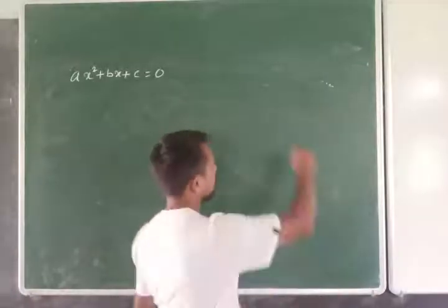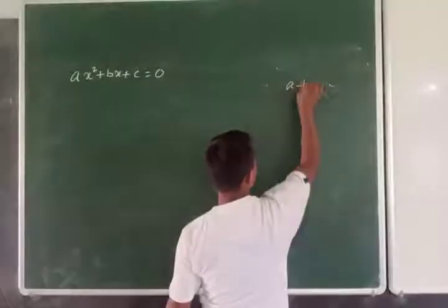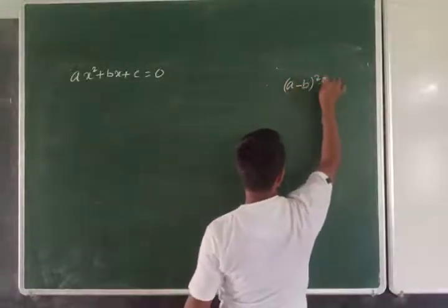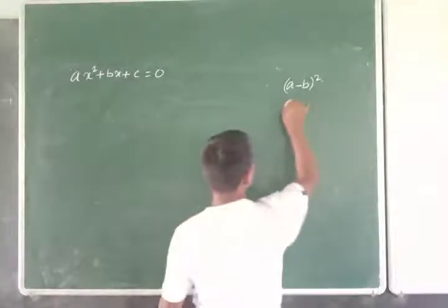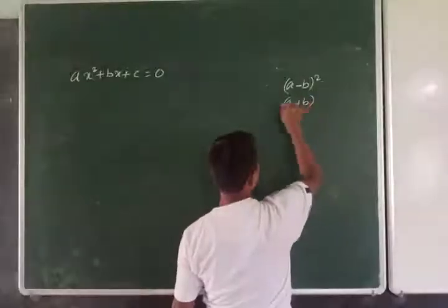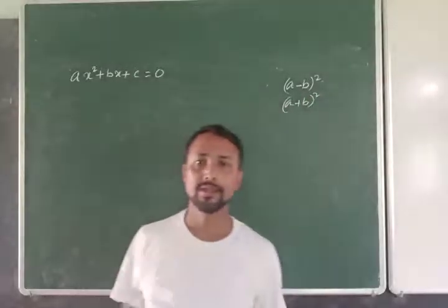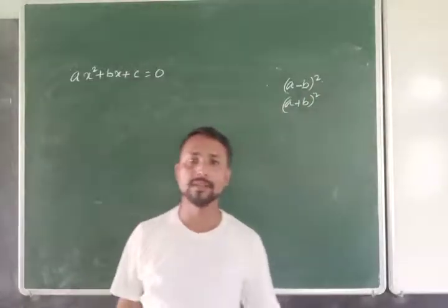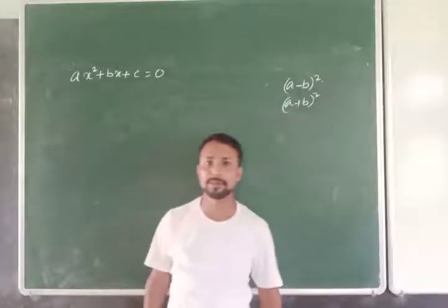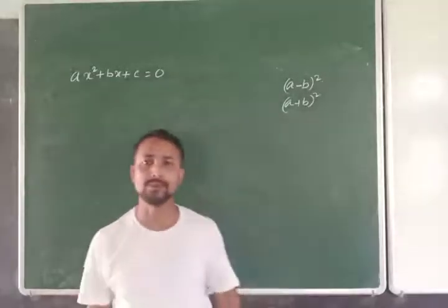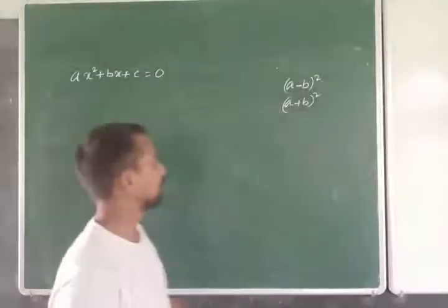That is a minus b whole square and a plus b whole square. Do you know a minus b whole square and a plus b whole square? I hope every one of you is able to find them.